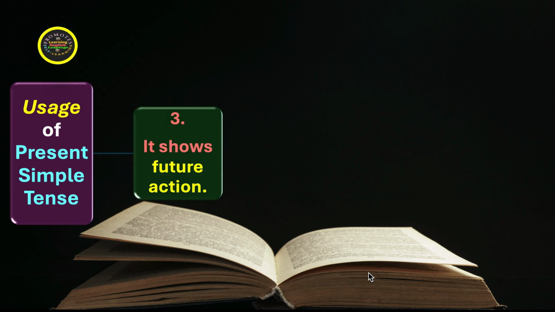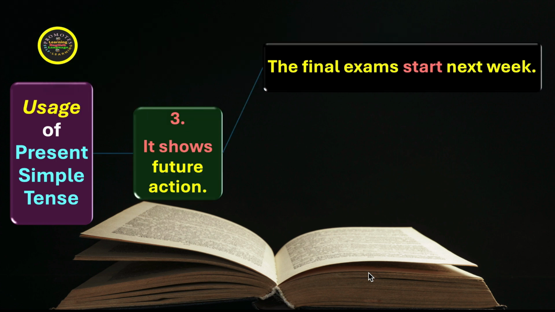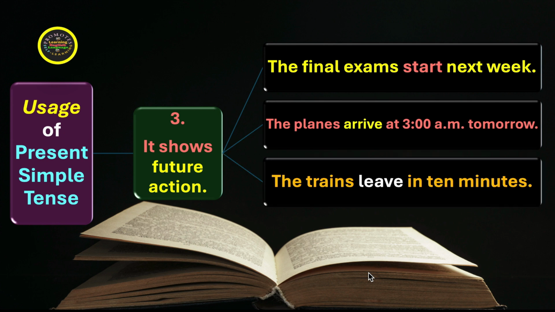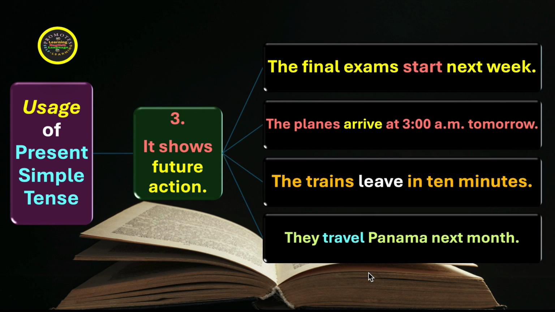Continuing our discussion about usage of present simple tense, the third point is it shows future action. How? The final exams start next week. The planes arrive at 3 a.m. tomorrow. The trains leave in 10 minutes. They travel to Panama next month. What we notice here is that the structure is in the present simple tense, but the meaning is reflected in the future tense. Why? Because an action is planned in advance. In such cases, present simple tense is used to schedule a plan in advance.